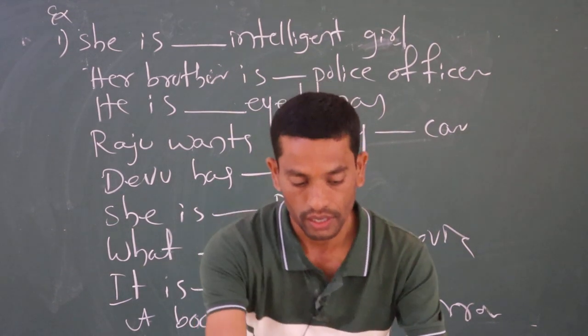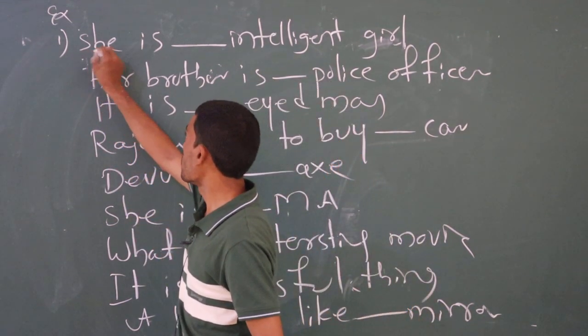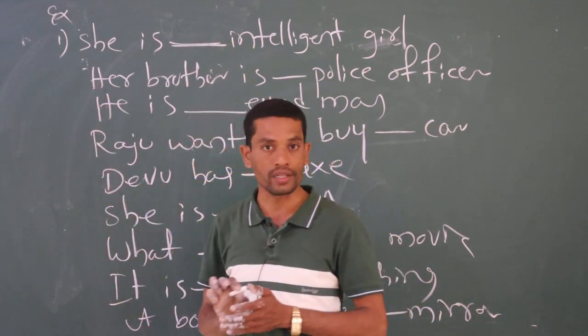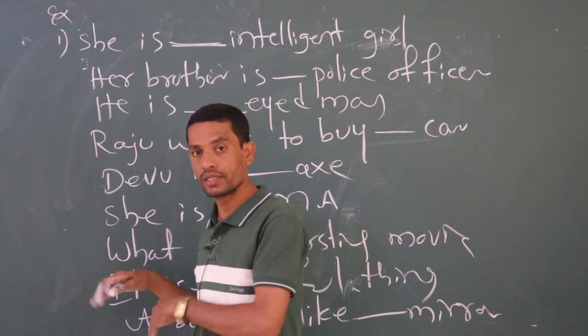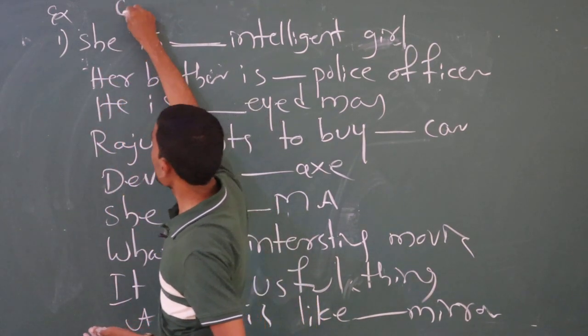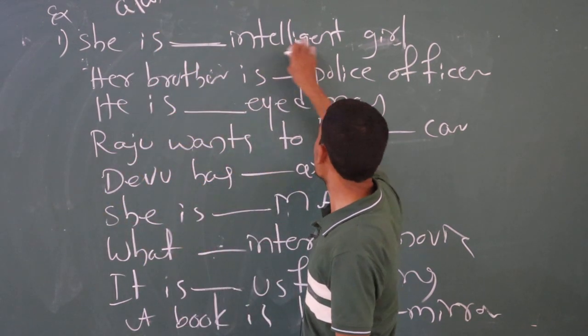So just see the examples, students. Afterwards I am going to stop the class. So see the examples here. If you go for competitive exams, they are going to ask the same kind of questions like this, not the same sentences. They are going to ask different sentences. Just observe. Here we have to use a or an. What to use here? She is dash intelligent girl.